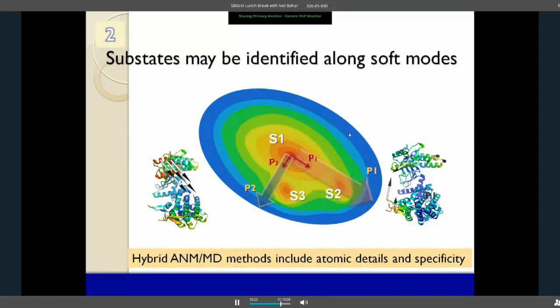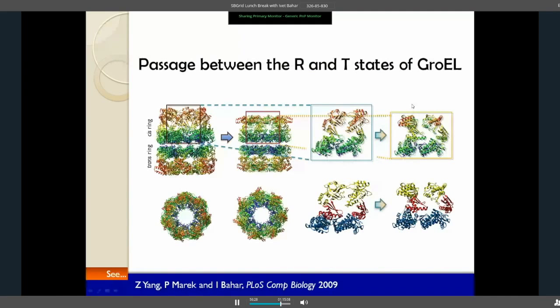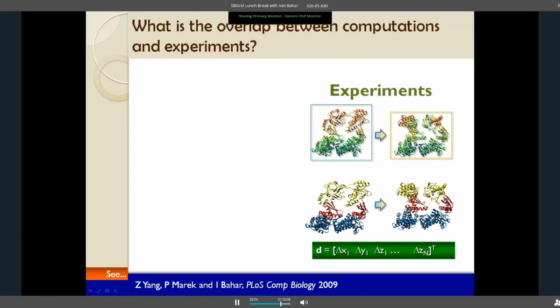So let us see an application to GroEL again, the example I showed in the beginning. Here are the two different conformations of GroEL, the R and T states. I'm just focusing on two subunits here in the two respective conformations. As you can see, there is a substantial structural change between the two. Now, suppose I'm examining this structural change, and I would like to see whether the experimentally observed structural change is well described by the ANM.